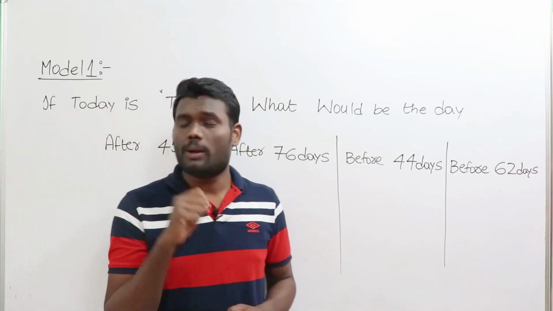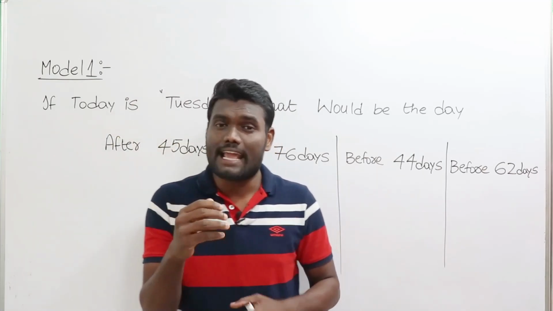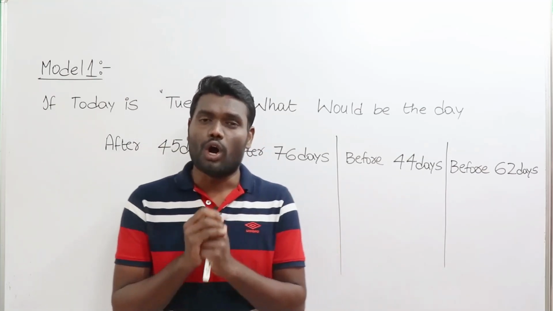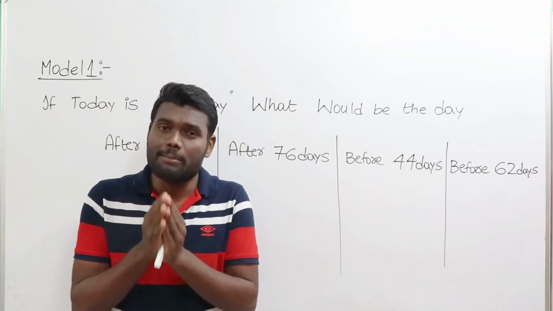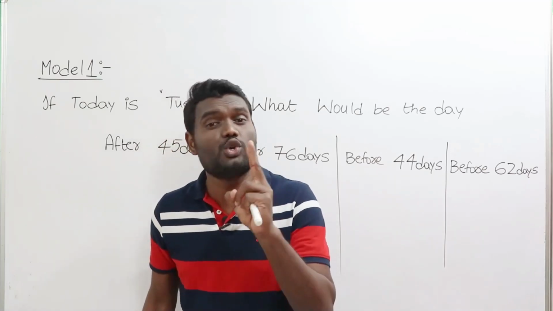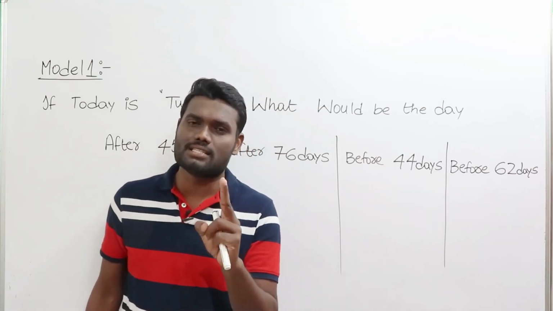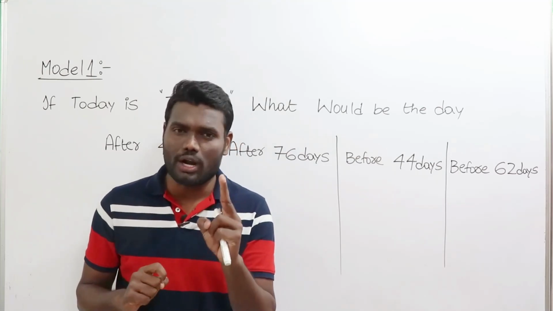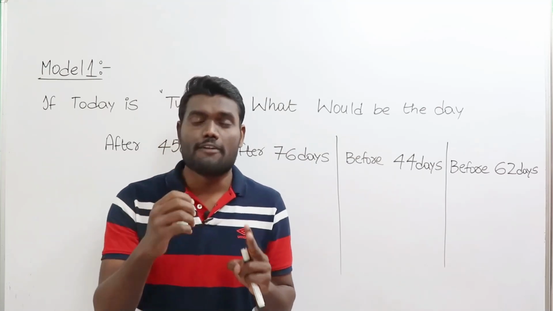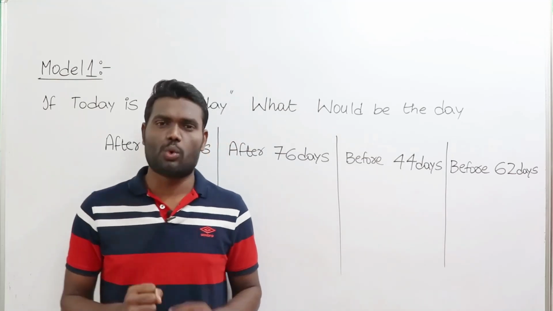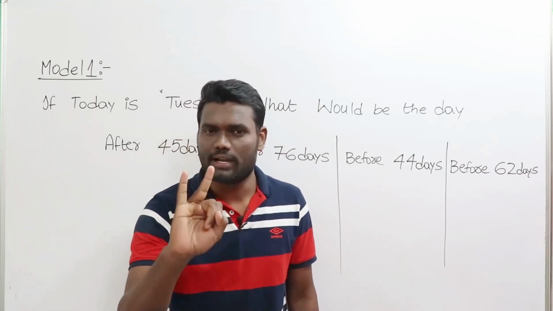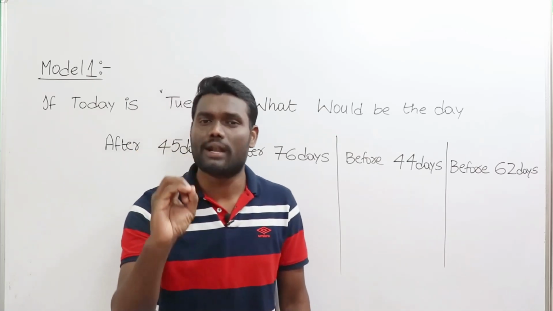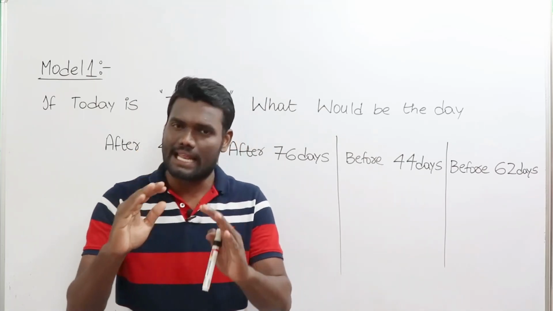If I ask what would be the day after 9 days, the day would be Wednesday. Why? Because in 9 days you have 2 odd days. 9 days is nothing but 1 complete week and 2 extra days. As we have 2 odd days, we will move 2 days forward. From Monday, if I move 2 days forward, it will be Tuesday and Wednesday, which means after 9 days the day is going to be Wednesday. So the logic is really simple.